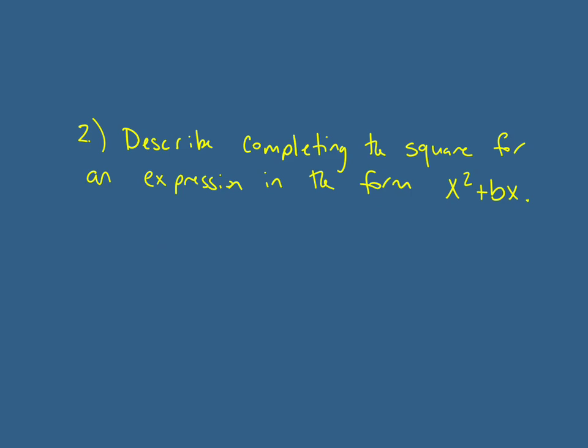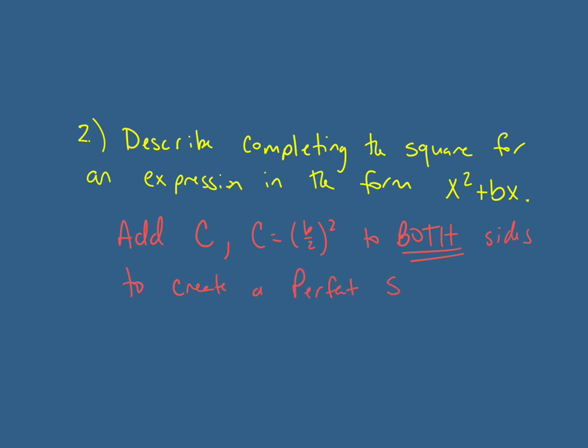2, describe completing the square for an expression in the form x squared plus bx. Well, if you go back to your notes under step 2 on completing the square, it's when we're going to add c, remember, which c is equal to b over 2 squared, to both sides. Most common mistake, like I said, most people mess that up, so they forget to add it to both sides, to create a perfect square trinomial. That's it for 2.